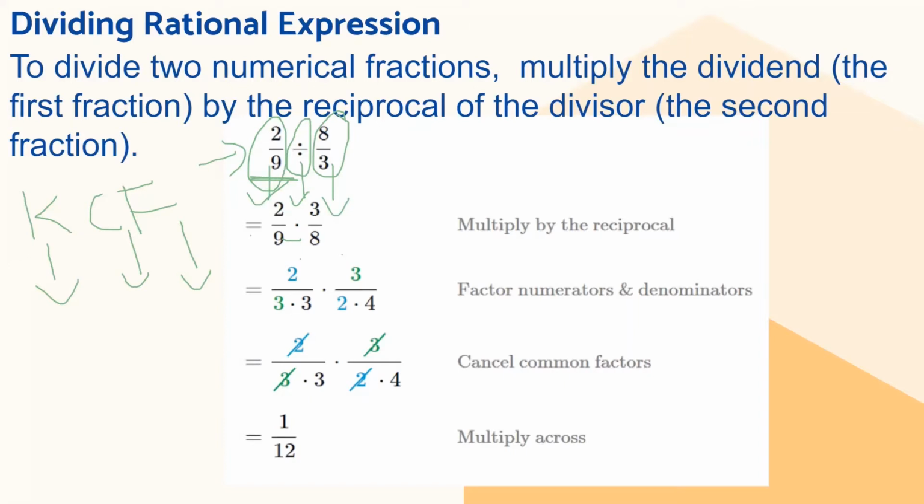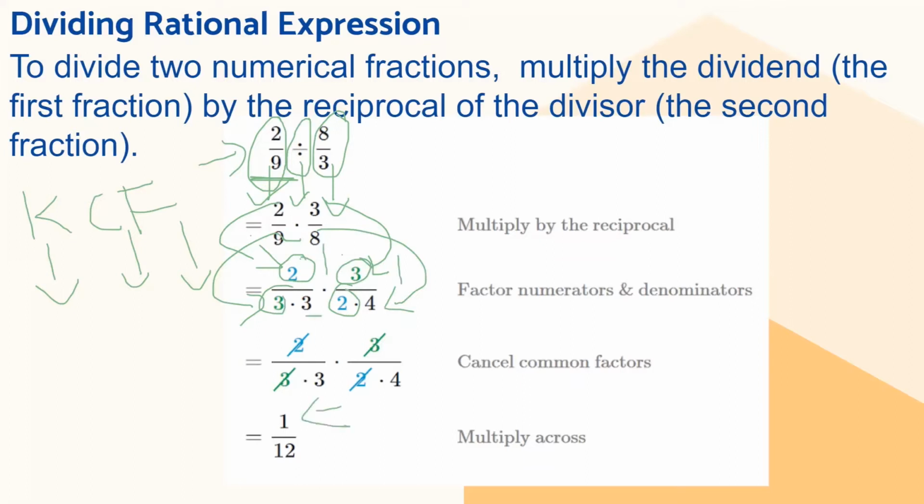So this is pretty much 2 comes down as 2 because 2 cannot be further factored. But then for 9, you can factor it as 3 times 3. 3 comes down as 3, because 3 is a prime number, and 8 comes down to be 4 times 2. And then you look for common factors. You have a 3 here, you have a 3 here, you cancel them out. You have a 2 here, you have a 2 here, you cancel them out. I color coded them so it's easier to follow.